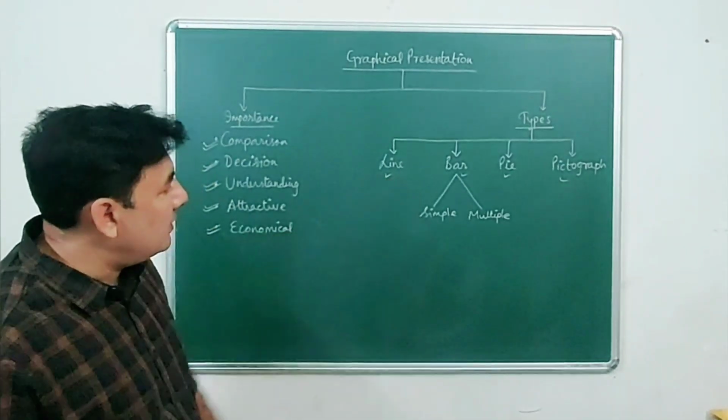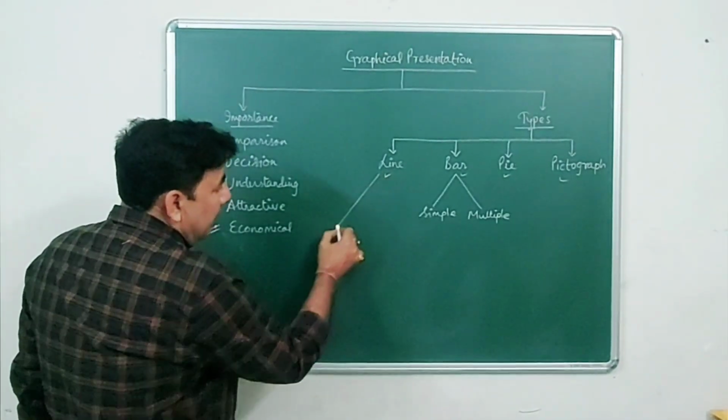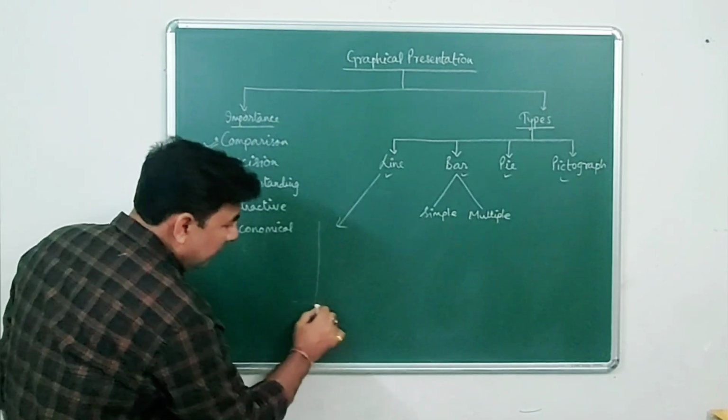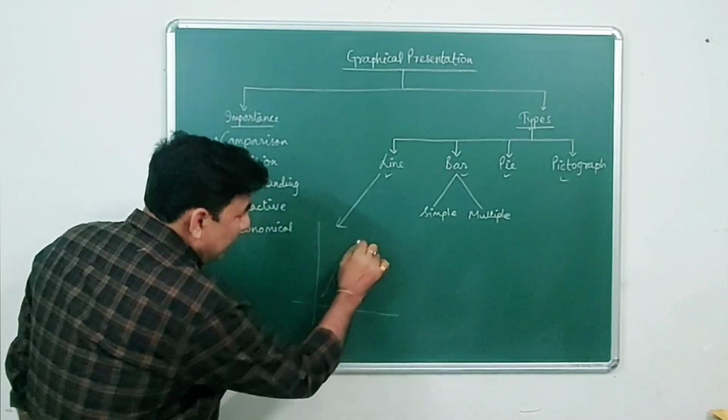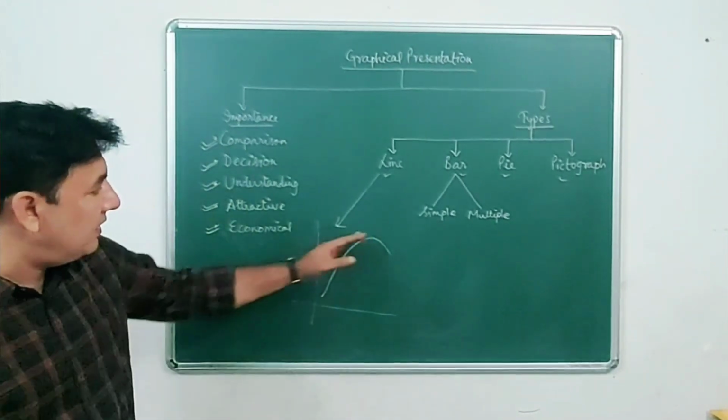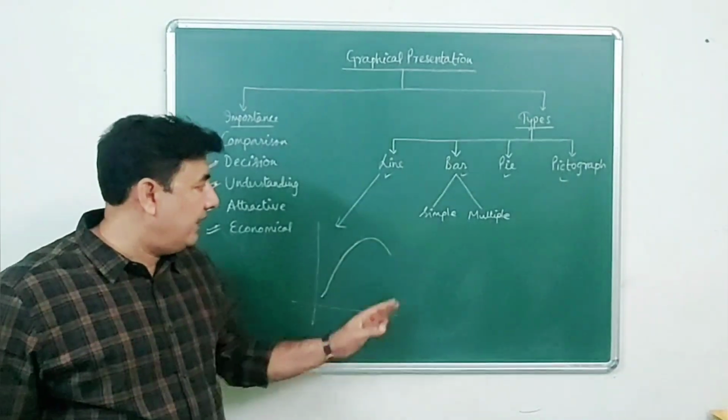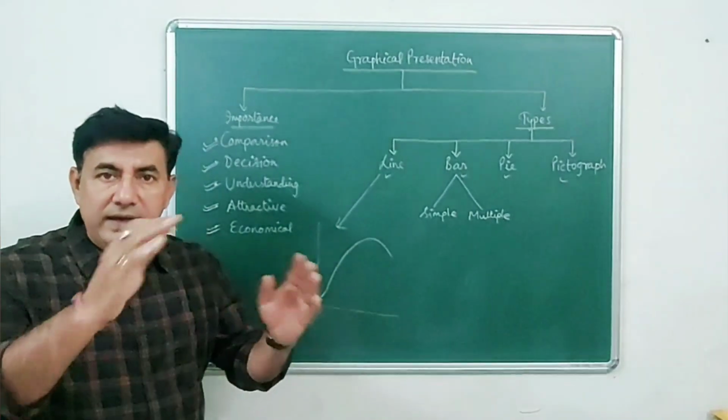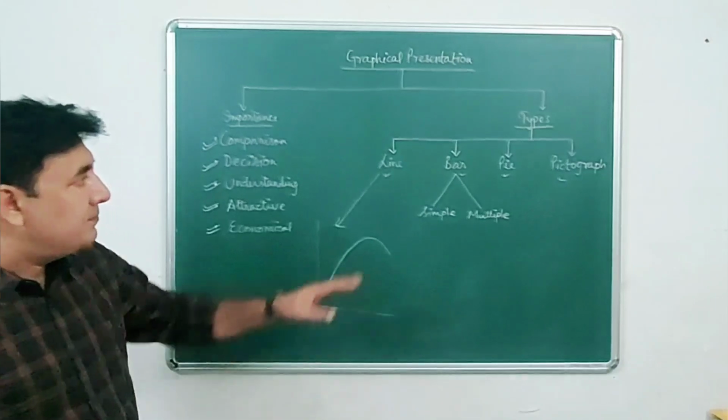Okay, one by one. Suppose line graph. So how will you draw a line graph? It's very simple. You can also draw it in your exams. So this is a simple example of a line graph where a single line is drawn for the variables.